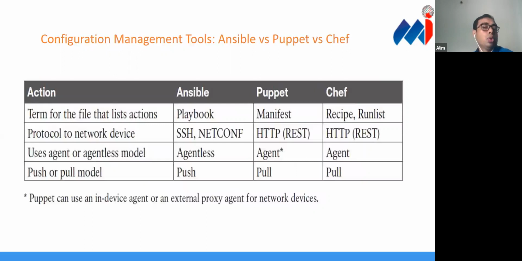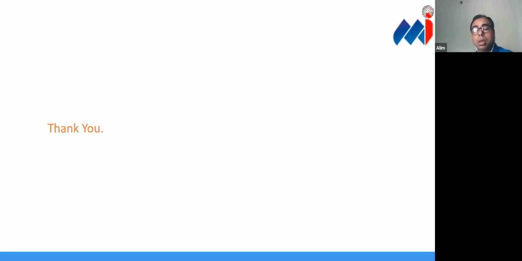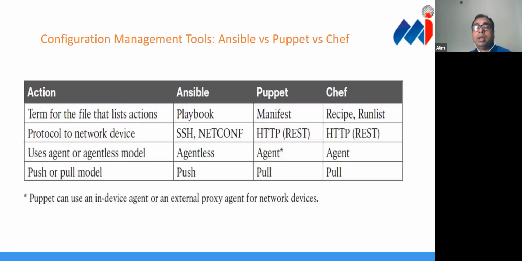So there are push and pull methods. Ansible just pushes the configuration, but in the case of Puppet, you have to pull the scripts from the device. Okay, thank you. Okay, do you have any questions or anything?